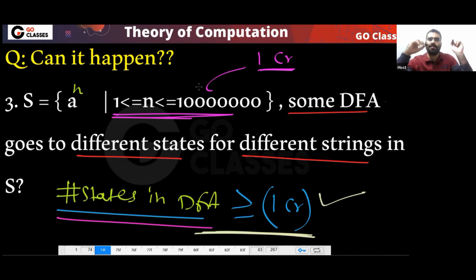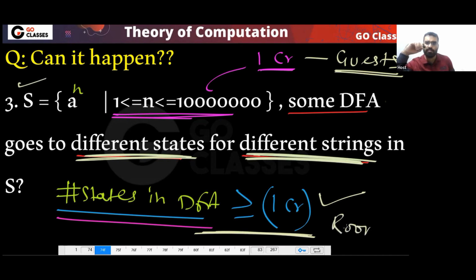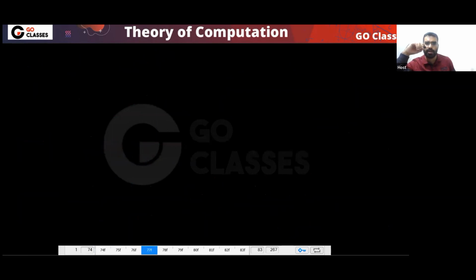So basically, a very simple idea. You tell me, how many guests are there? 1 crore guests. So at least how many rooms do you need? 1 crore. If they want different rooms for different guests, with 1 crore guests in this set, then you need 1 crore rooms. Yes or no? At least 1 crore rooms you need. I hope all these points are clear.